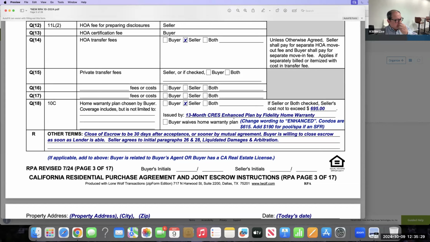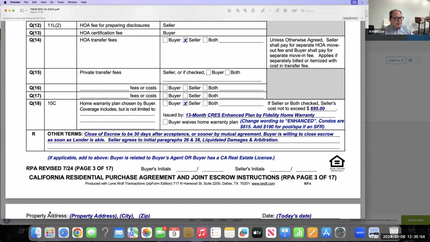You put $695. What price house is that for? $695 is the cost for a 13-month CRESS enhanced plan for a house under 5,000 square feet. If it's a condo, it's $615. Then if the property has a pool, you can add $190.